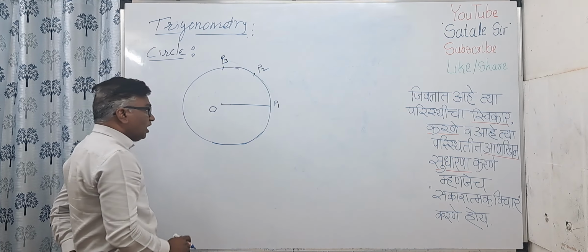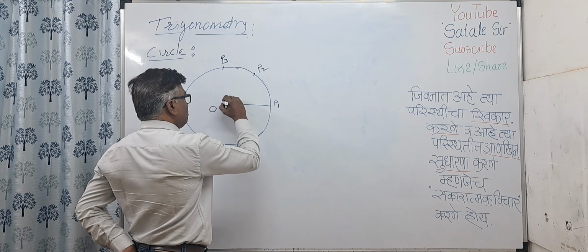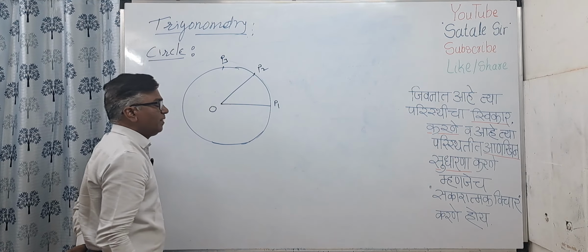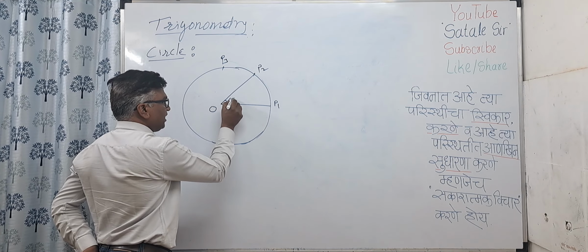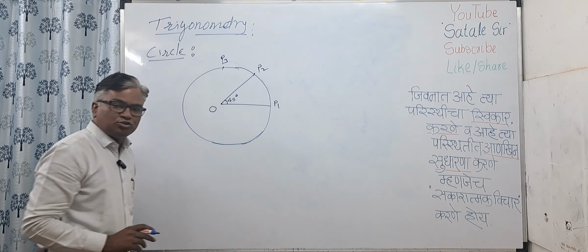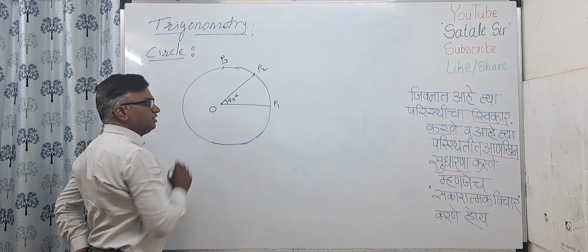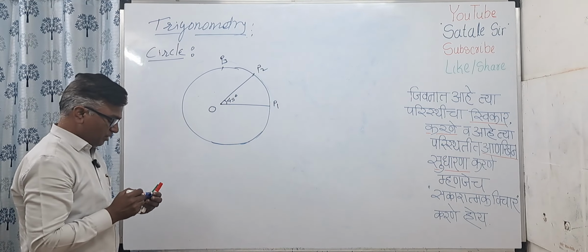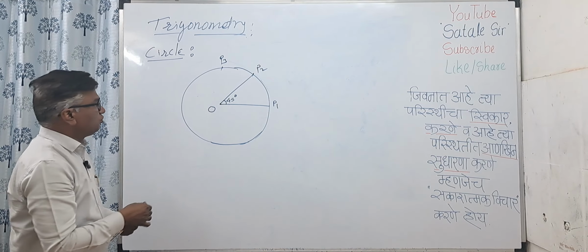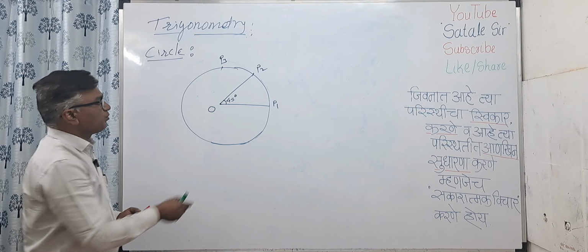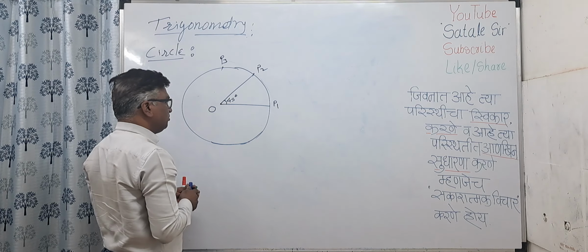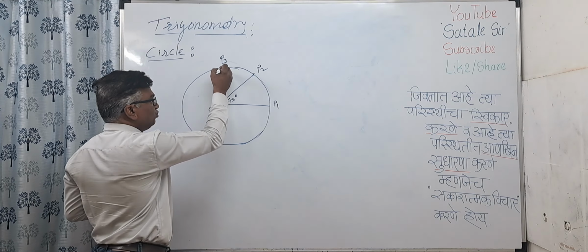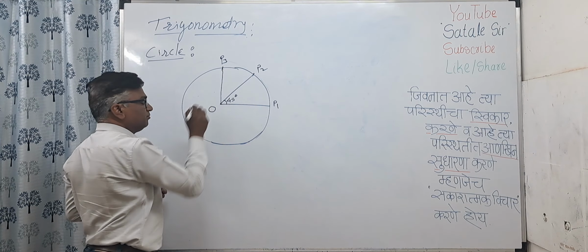Now if I join this point P2 here, let us suppose this angle is some 45 degrees. Randomly I have chosen that angle. So this is 45 degrees. Now what I am going to do is draw the projection of this point P2 on OP1, and similarly the projection of this point P2 on OP3.